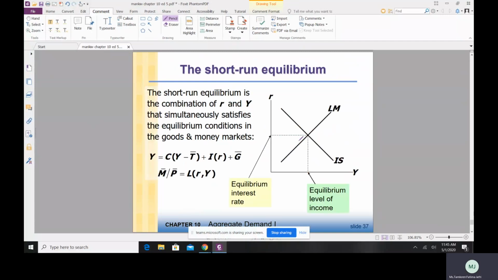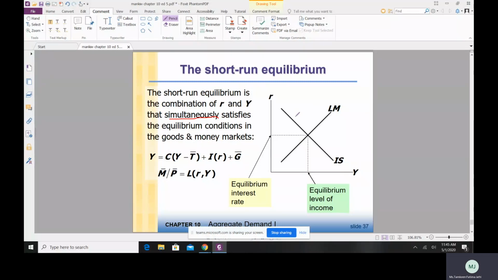Now, the final thing. We have individually developed the LM and the IS curve. Now I'm going to put the two together, and that is going to complete the picture. Short-run equilibrium is the combination of R and Y that simultaneously, and this is an important word here, satisfies the equilibrium condition in the goods and money market.